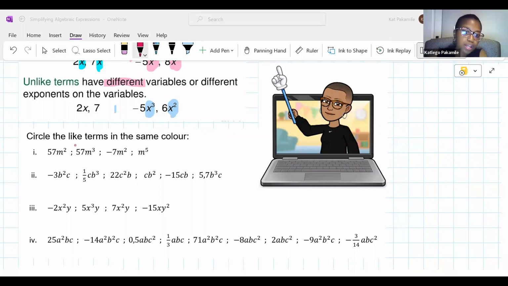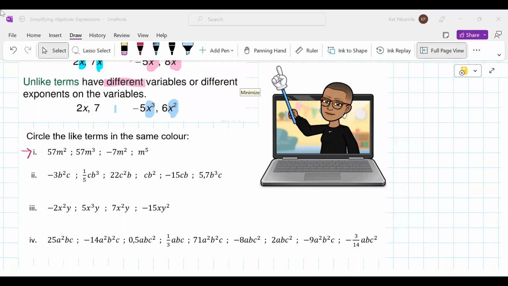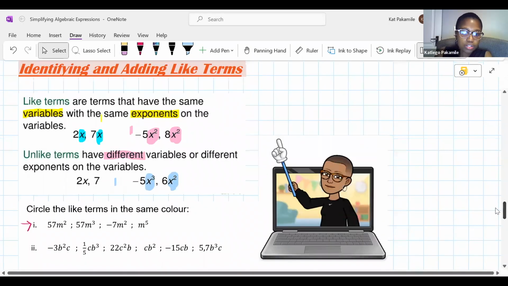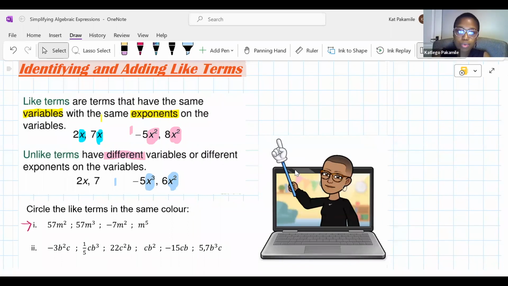There we go. Number 1, which one are like terms? It's m cubed. We are here, number 1, right? Yes. Tell me which ones are like terms. I think the like terms are m2. Okay, but which one? You need to tell me, is it 57m squared or 57m to the power of 3 or m to the power of 5? Which two ones are like terms in that one?